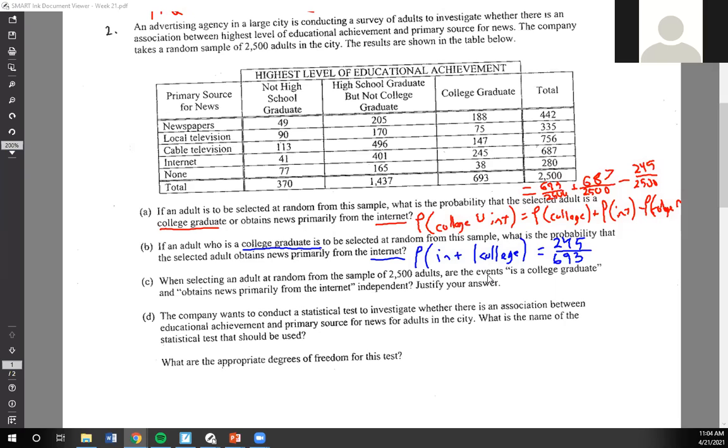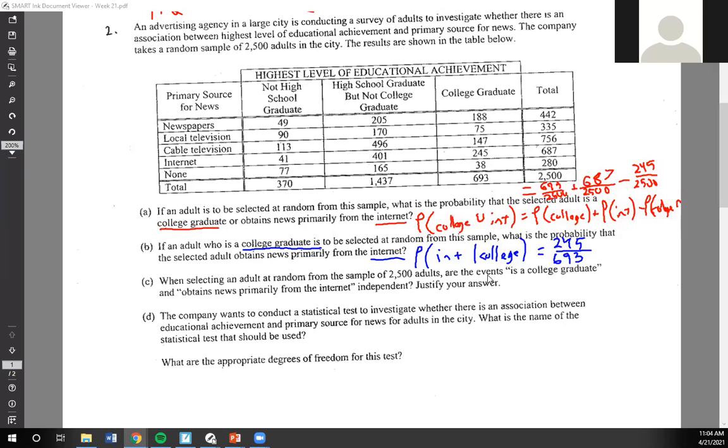So there's our answer. Part C. Are those two events, college graduate and obtaining news from the internet, independent? Justify your answer. What they are looking for here is a specific property of independence.